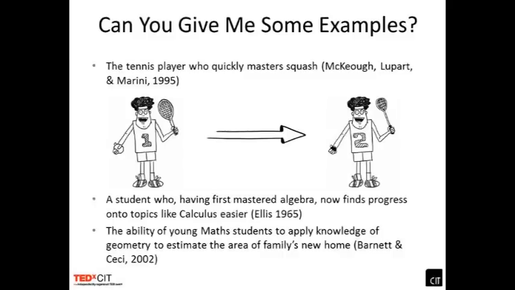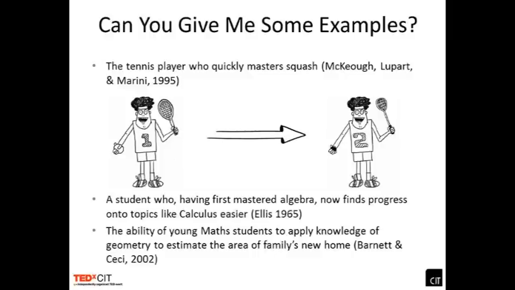Now, I'm not going to begin with definitions of learning transfer, because as we'll see, that is part of the problem. What I'm going to begin with instead is a number of illustrative examples of learning transfer, as these authors on the screen have done. So first of all, a basic one, we have the tennis player who quickly masters squash. It's a commonsensical idea, something that we could all perhaps get behind. Squash and tennis, very similar games, requiring very similar psychomotor skills.